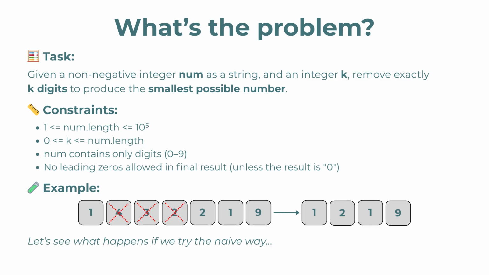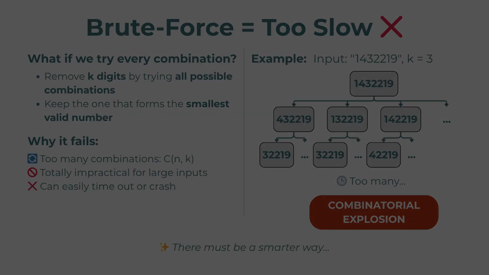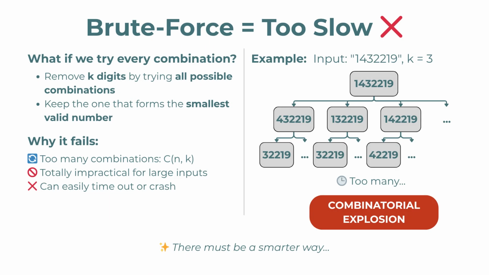Let's see what happens if we try the naive way. So what if we just try every possible way to remove k digits? Sure. We could try all combinations and keep the smallest result, but that leads to a combinatorial explosion, n choose k possible versions. It's totally impractical for large inputs and can easily time out or crash. In this example, removing 3 digits from 14322219 leads to a branching mess of possibilities, and we're only scratching the surface here. There must be a smarter way.